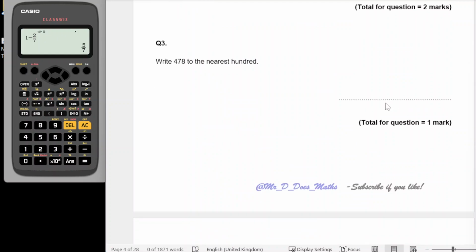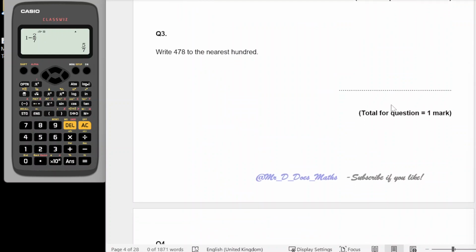Okay, question 3, write 478 to the nearest 100. So it's either close to 400 or 500. The tens digit is a 7, so it's close to 500, so that's going to be 500.